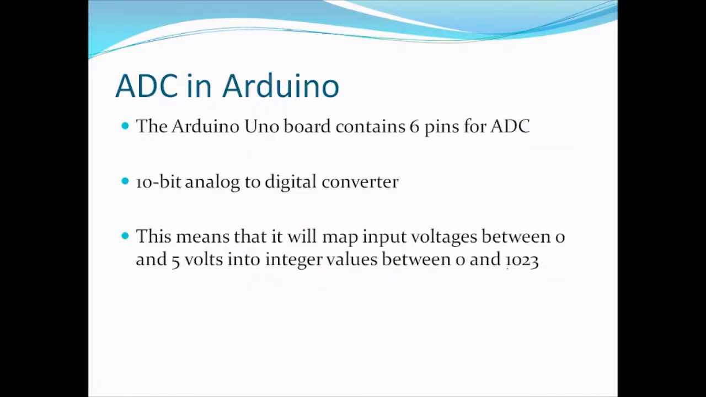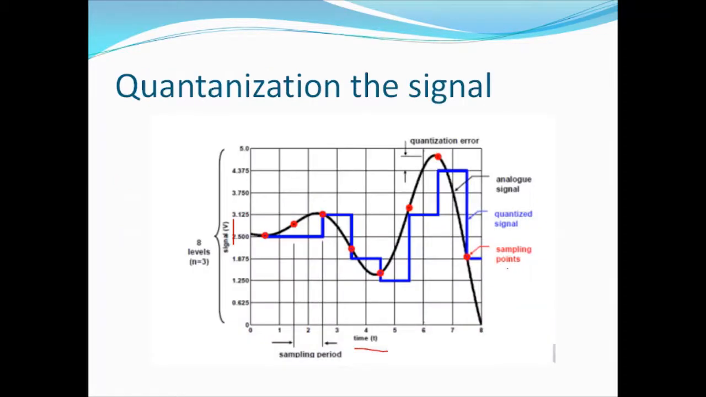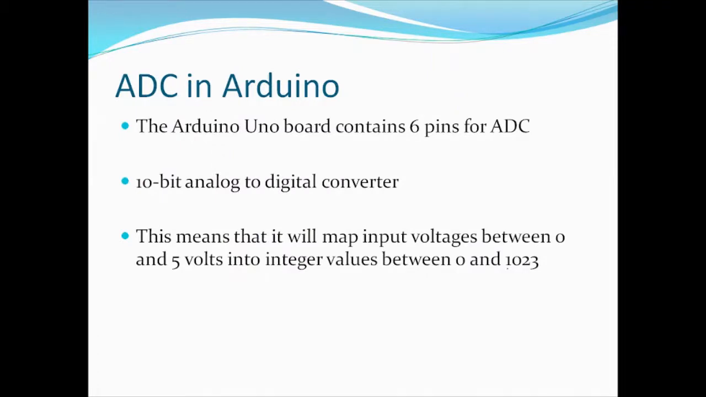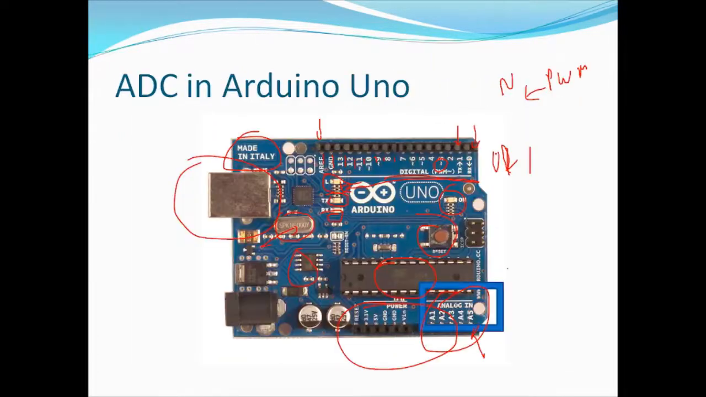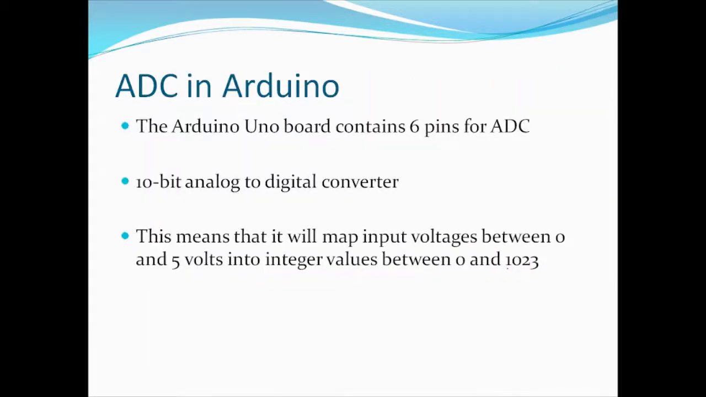So ADC stands for analog to digital converter. The Arduino board contains 6 pins for ADC. So it contains 6 pins for ADC.